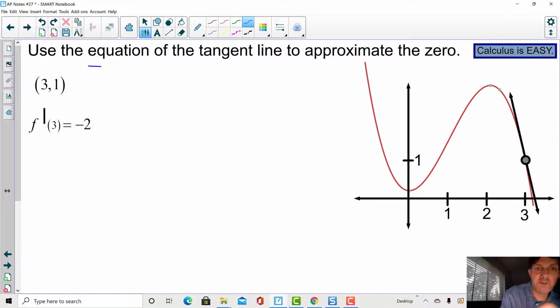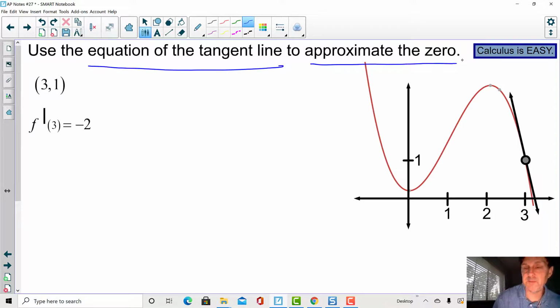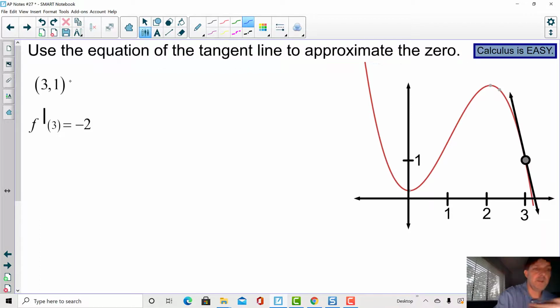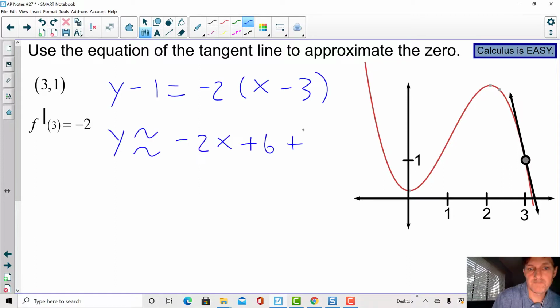So since we're using the equation of the tangent line to approximate the 0, we just need to find the equation of the tangent line and then set it equal to 0. And that'll be our answer. Here they're giving us the point, 3, 1. That's this point right here. They're telling us the slope when x is 3 is equal to negative 2. So if you have a point and you have a slope, you can find the equation of the tangent line pretty easily. Let's solve it for y. We add 1 to both sides, and that would give us a 7. So that's the equation of our tangent line.